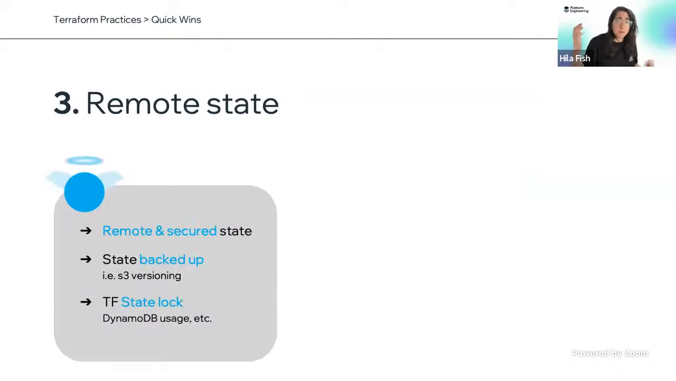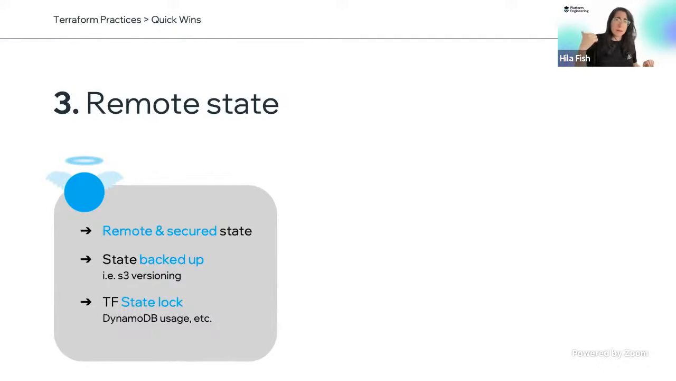So the good thing is to have your state remote and secured, and to have it backed up, because if we don't have it backed up, then we might face issues, and we can't really restore it without that. It will be very hard to restore. So that's about that. And to have the Terraform state lock, you can leverage DynamoDB for that.